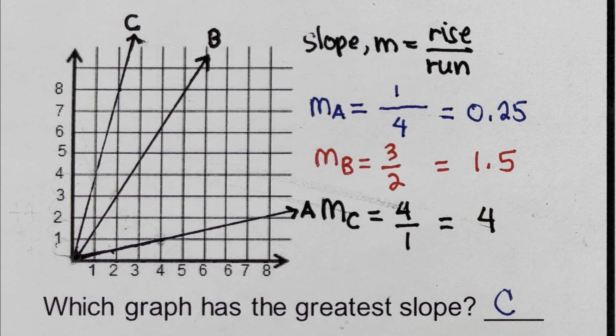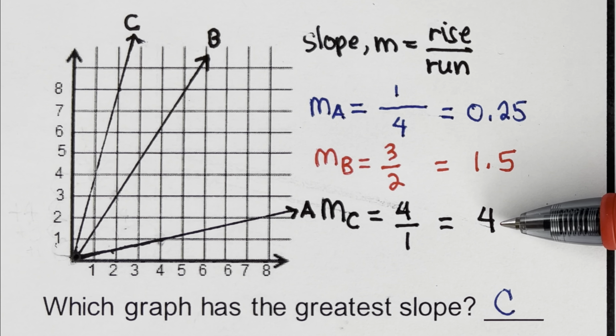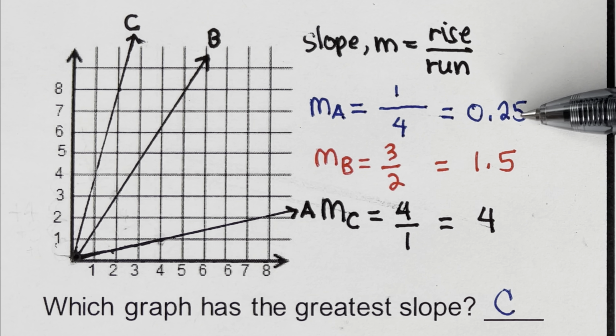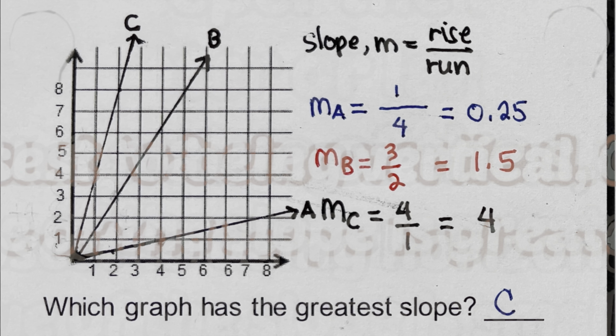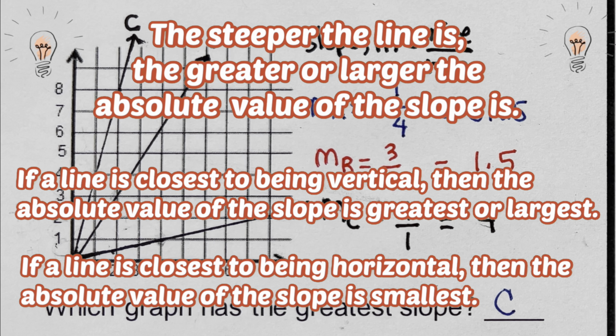Okay, from here we can already compare the slope of the three lines A, B, and C. The one with the greatest slope or the biggest slope is line C because the value was 4. And the one that has the least or the smallest slope is line A, which is 0.25. Again, it matches up with the general rule that the steeper the line is, the greater or larger is the absolute value of the slope, which means that if a line is closest to being vertical, then the absolute value of the slope is greatest or largest.